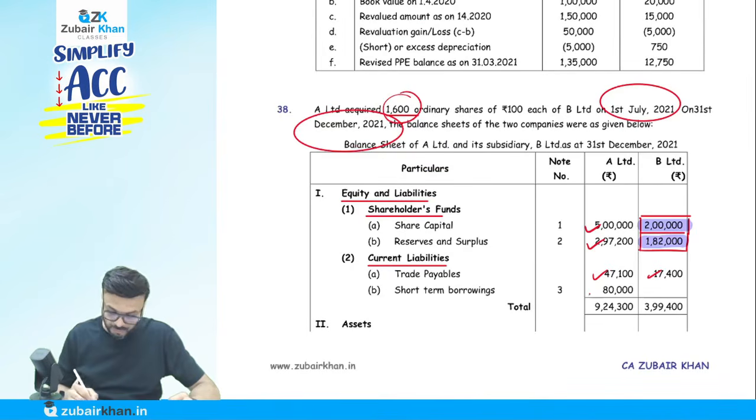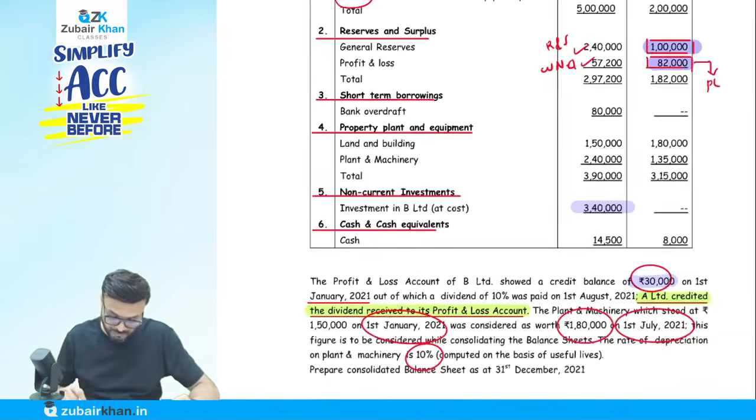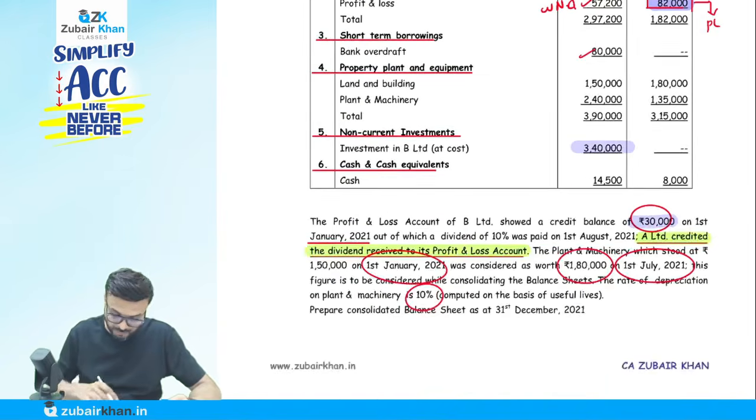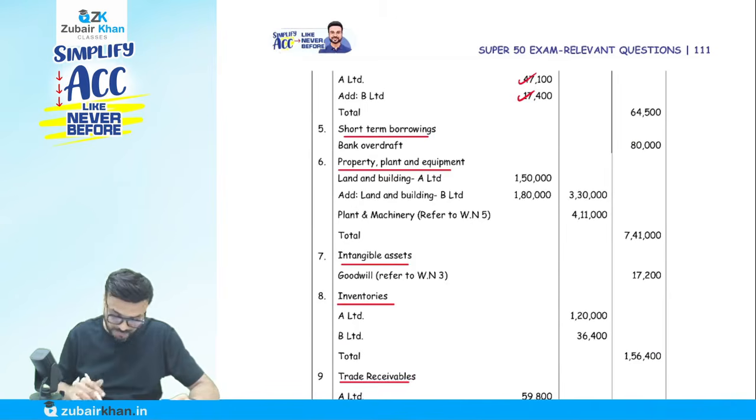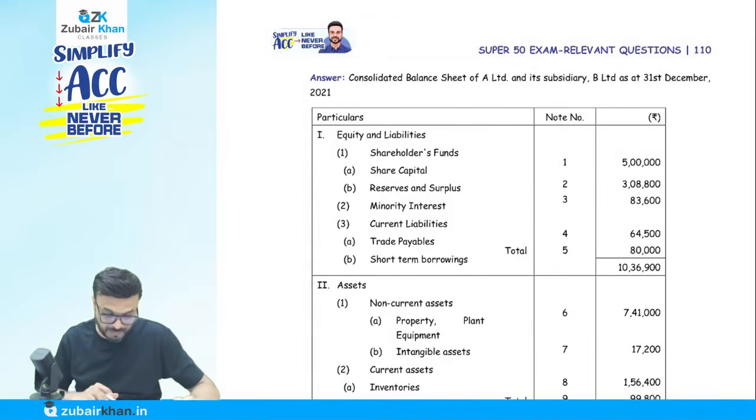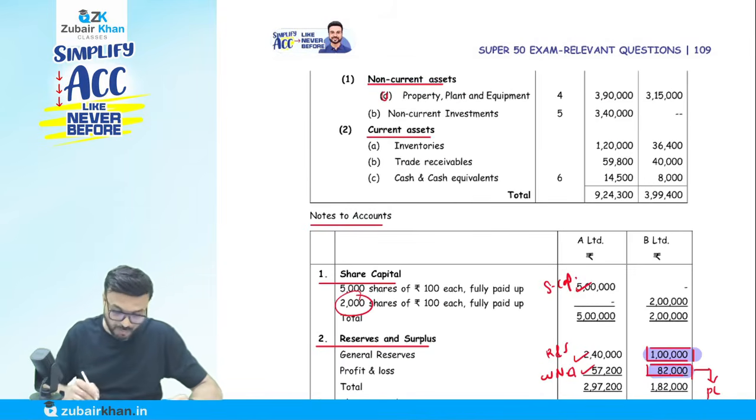Then we have short-term borrowing, note number 3, 80,000. I will go to the note on the bank overdraft. We have prepared note number 3 here. That is the short-term borrowing. How much is it? 80,000. Then we have property, plant and equipment, note number 4, 3,90,000 and 3,15,000.